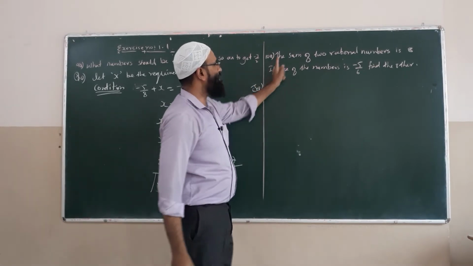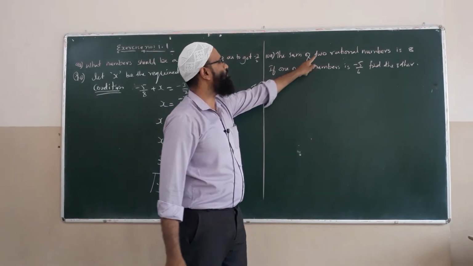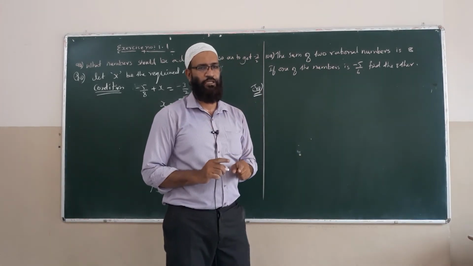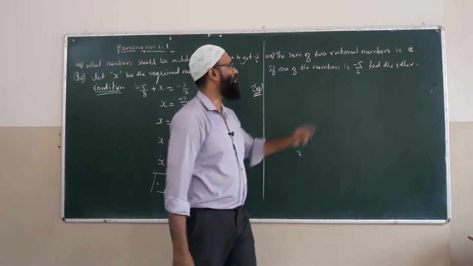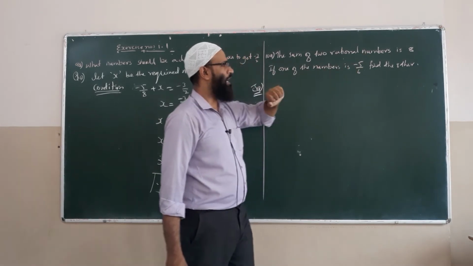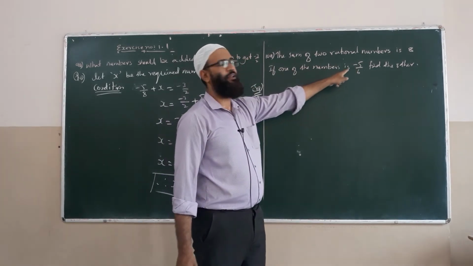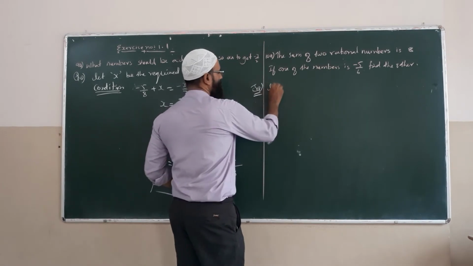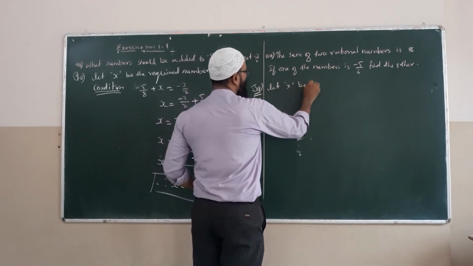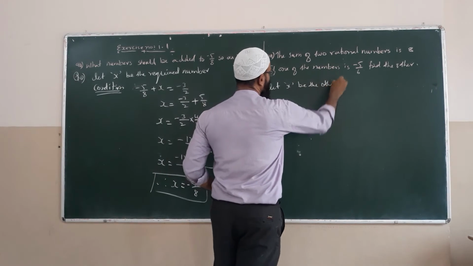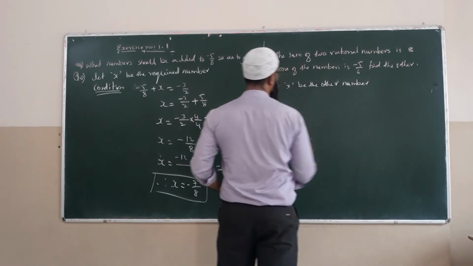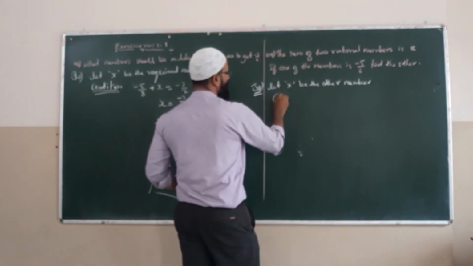Solution. The sum of two rational numbers: sum means you have to add two rational numbers. If you add two rational numbers, that is equal to 8. If one of the numbers is given, find the other number. Let x be the other number. Already one number is given.